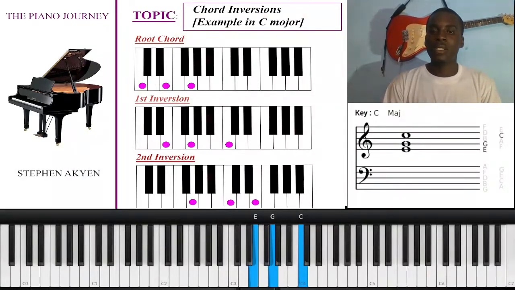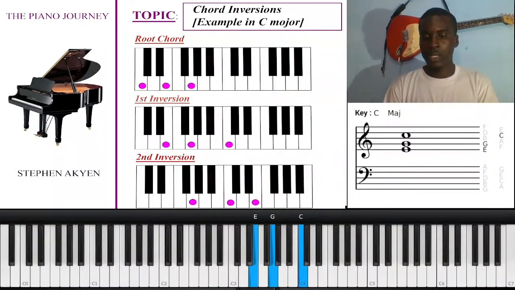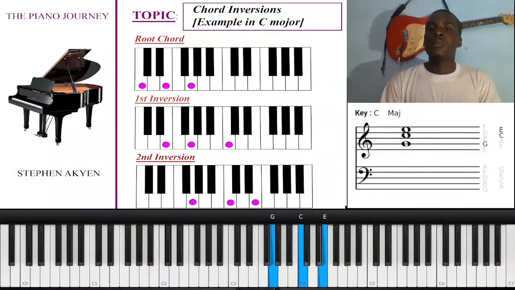Now, to form the second inversion, it is also simple, the same principle. You move this one from here to the top. So this is the same as this. So you move this from here to here to get your C second inversion.